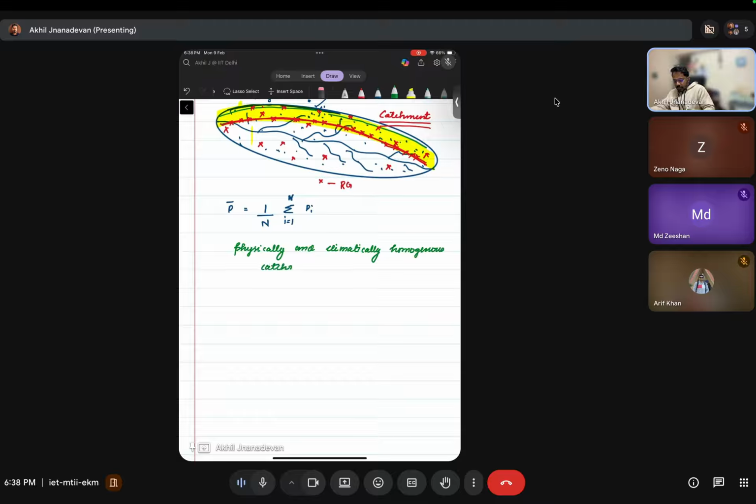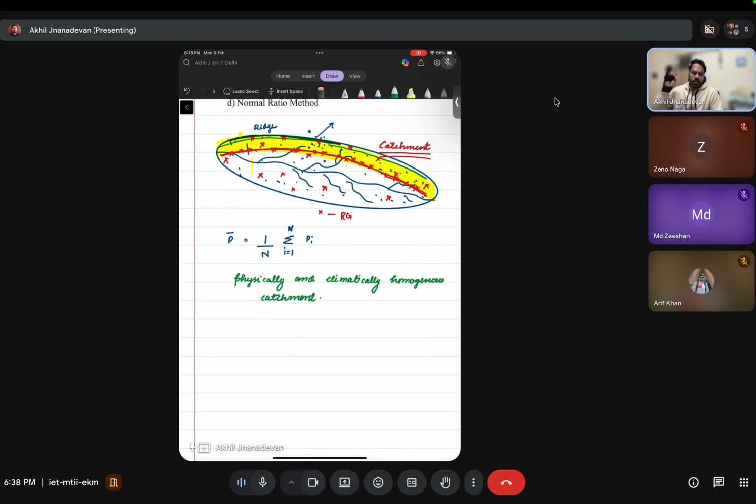This particular catchment, of which we took the example of the Ganga basin, is not a homogeneous catchment. Physically, we have the physiography of mountains on the northern side and plains on the southern side. So physically it is not homogeneous. So we cannot apply the arithmetic average method.